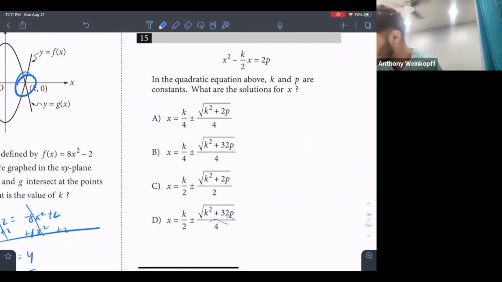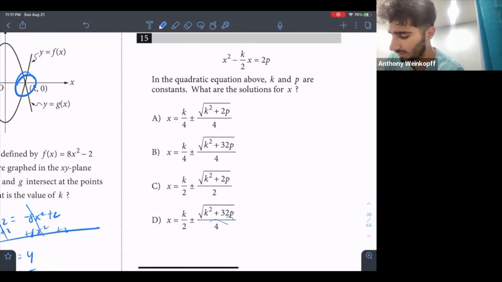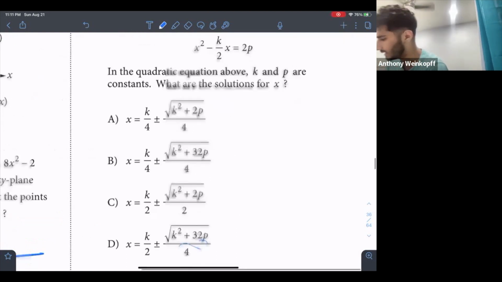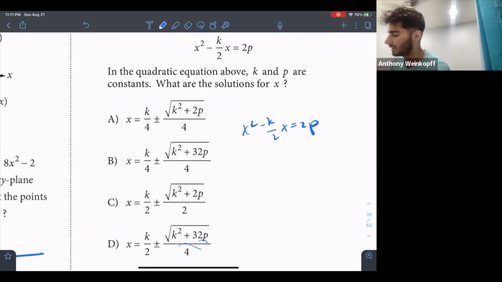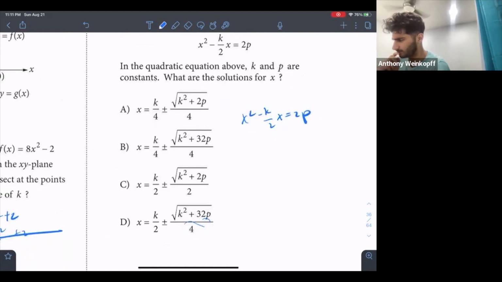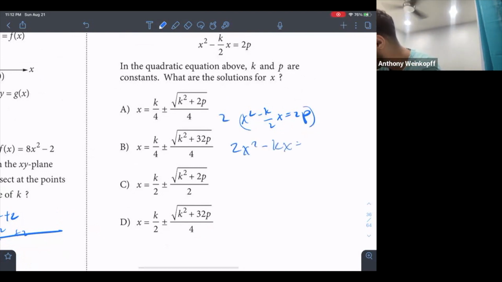15. In the quadratic equation above, k and p are constants. What are the solutions for x? So what you would do for this problem is x squared minus k over 2 x is equal to 2p. Then you would set everything to one side. You could multiply everything by 2 to get 2x squared minus kx is equal to 4p, then subtract 4p from both sides to get 2x squared minus kx minus 4p is equal to 0.